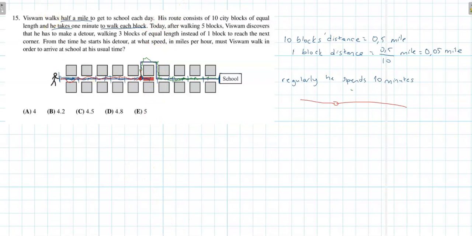Let's find out. 1. What is the distance? Since each block is 0.05 mile, how many blocks does he need to pass? 1, 2, 3, 4, 5, 6, 7. 7 blocks. For the distance, we need to multiply one block's distance by 7, 0.05 times 7. Okay, the result is going to be 0.35 mile. So we know the distance.